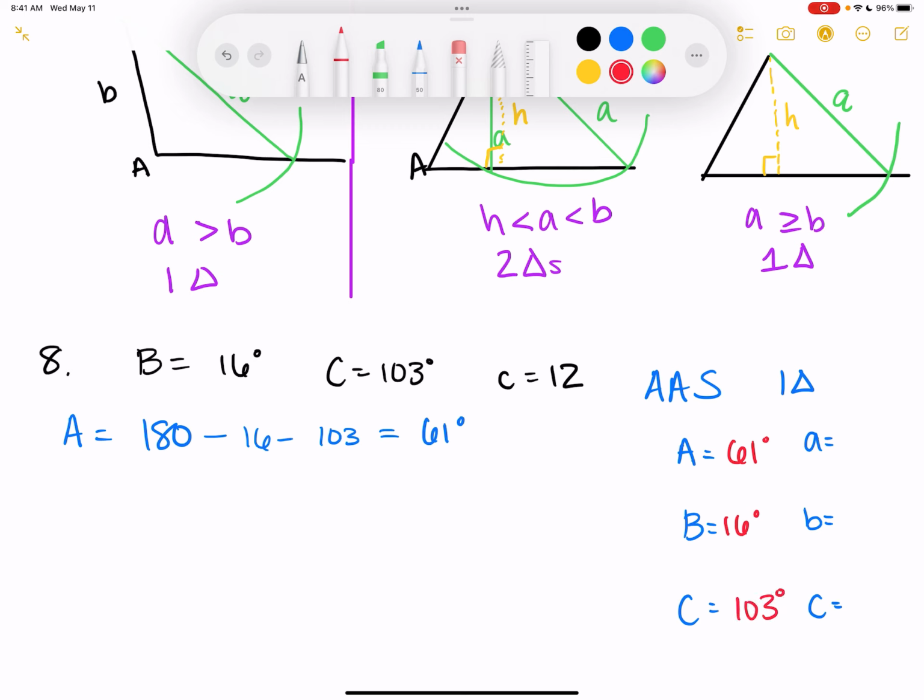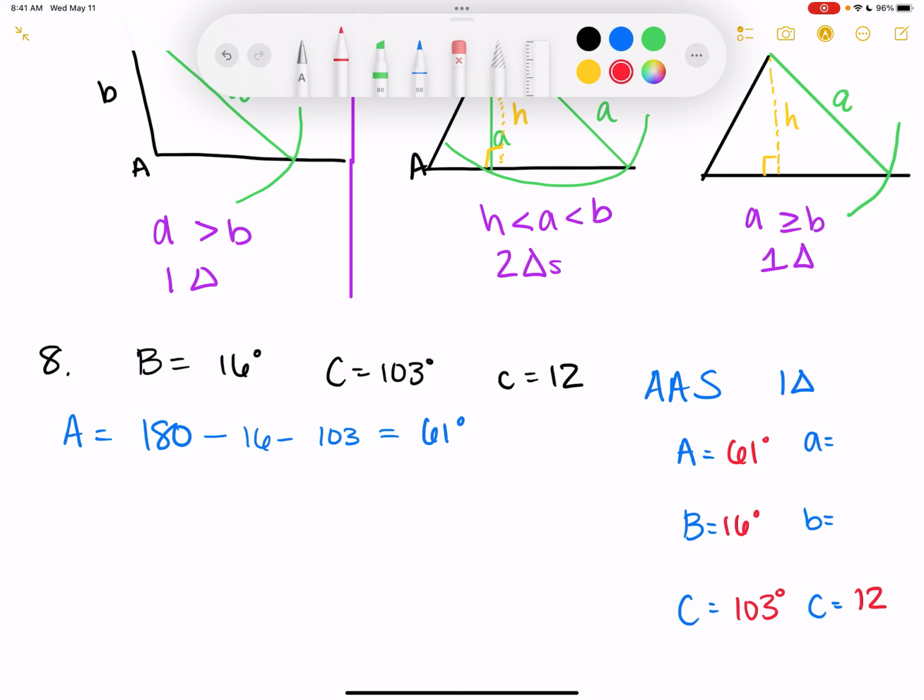All right, so we had... That A looks really weird. So then what do I need to do to solve for the other side? You need to do sine. So you could do the sine of C. Yeah, you could do the sine of C.